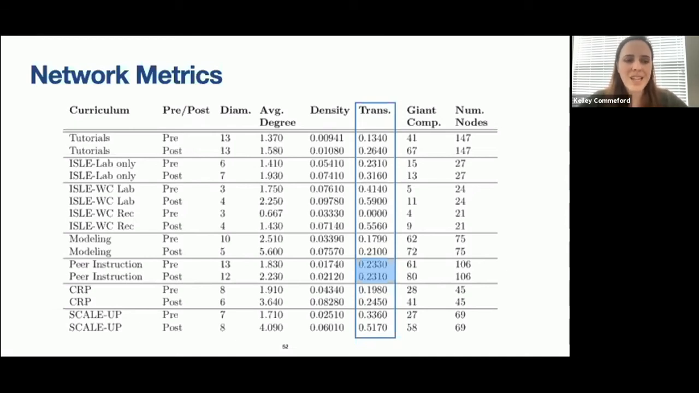But the spatial limitations of peer instruction may have inhibited that transitivity growth, since it's the only pedagogy that occurs in a lecture hall exclusively. So we can't say for sure that it's the curriculum that did this as opposed to the classroom. So we would want to dig into that deeper.